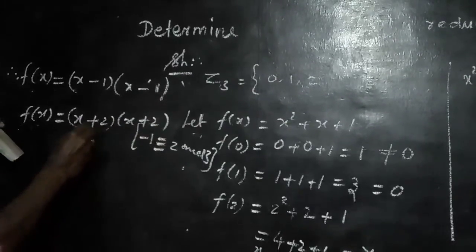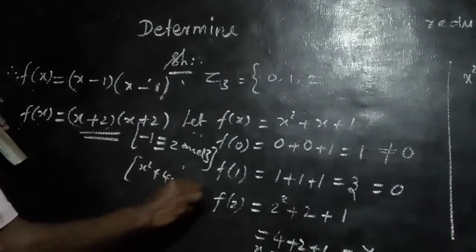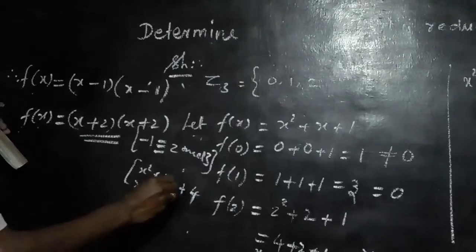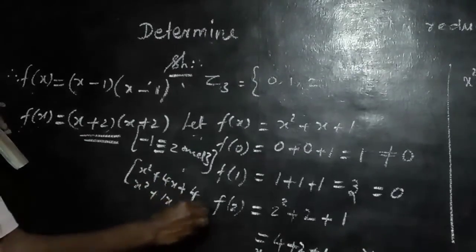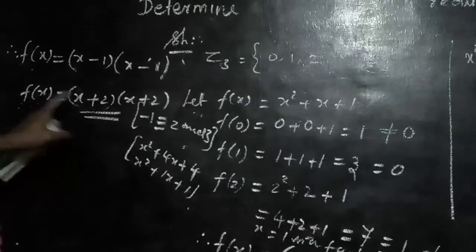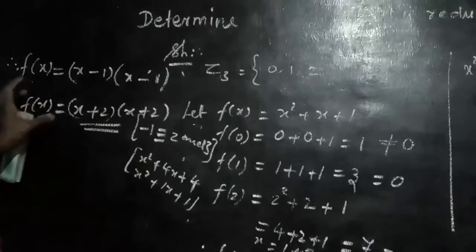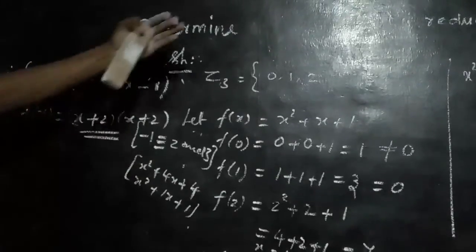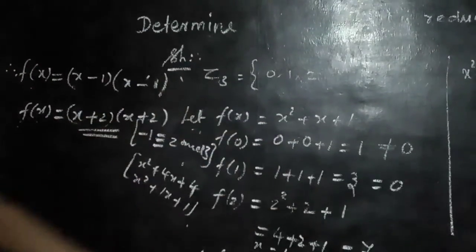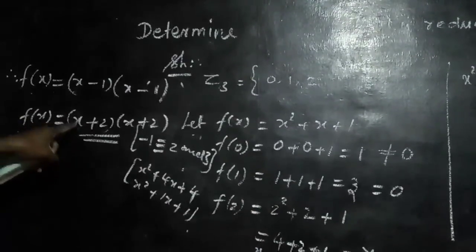Okay. So look, multiply and see. So x square plus 4x plus 4. So x square plus, what is 4? 1. x plus 1. So x square plus x plus 1 is equal to f of x equal to x plus 2 into x plus 2. Okay. So this f of x is reduced to two or more polynomials. Therefore, it is a reducible polynomial over this.